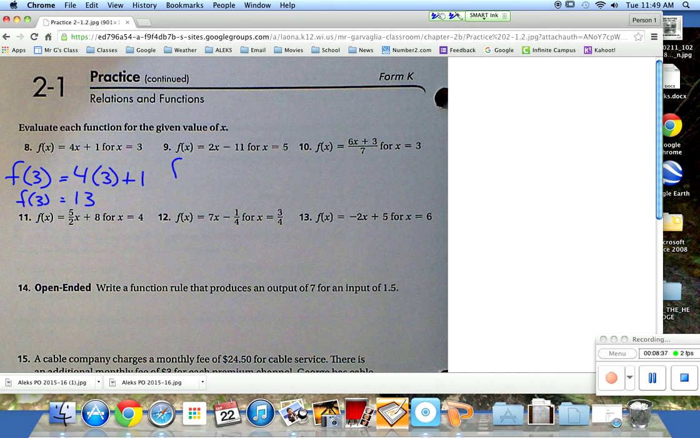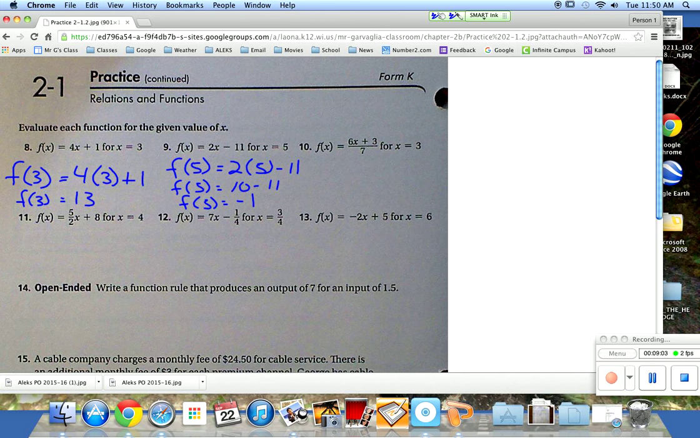Reese, what would I put in for my f of x? 5? So that would equal 2 times 5 minus 11, right? F of 5 equals 10 minus 11. F of 5 equals minus 1. Everybody get that?